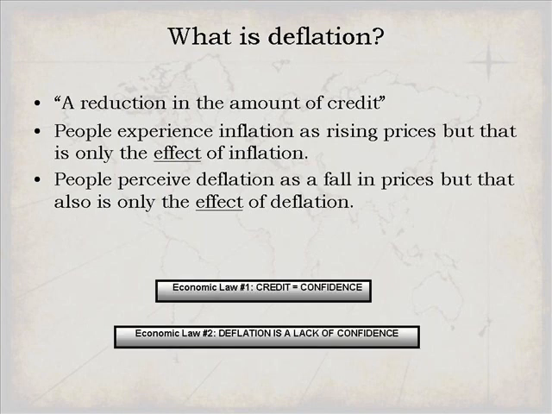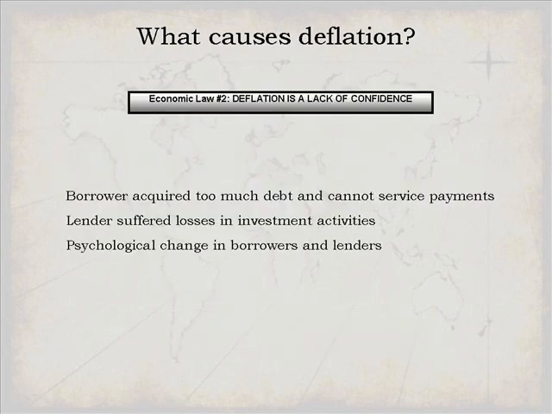In another one of our video series on the wonderful world of credit, we talked about how credit was equal to confidence. Without confidence, there was no credit. Likewise, we can postulate economic law number 2, which says that deflation is a lack of confidence. So if there is a reduction in the amount of credit, that means there is a reduction in the amount of confidence. If deflation is a lack of confidence, what caused the deflation in the first place?